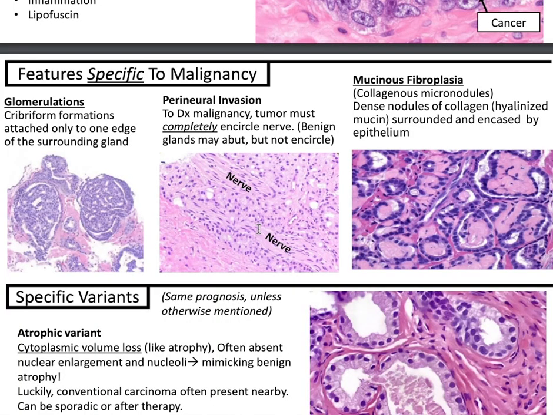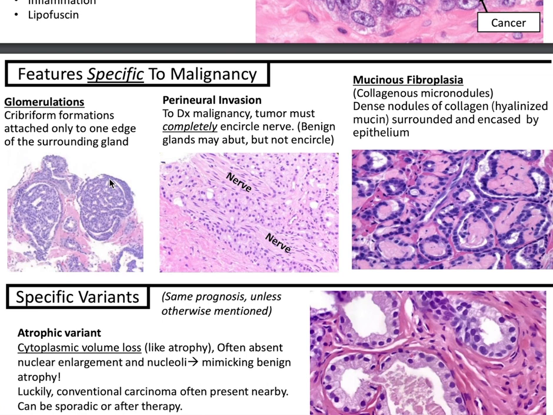There are features that, if you see them, mean it's malignant. However, these features are not always present in prostate cancer biopsies. If you do see them, great, but if you don't see them, there can still be cancer. These three things are glomerulations, which are cribriform formations attached only to one edge of the surrounding gland and kind of look like glomeruli of the kidney.